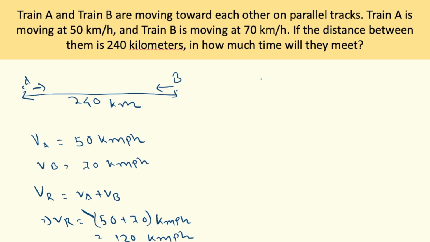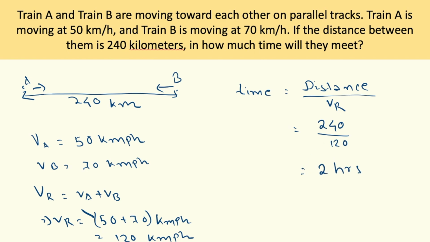Now, what is told here? After how much time will they meet? As we saw in our last problem, time equals distance by relative speed, which is VR here. The distance between them is 240 and the relative speed is 120. Hence, it will take 2 hours to cover this distance, where train A and train B will meet. Let us see our next problem.